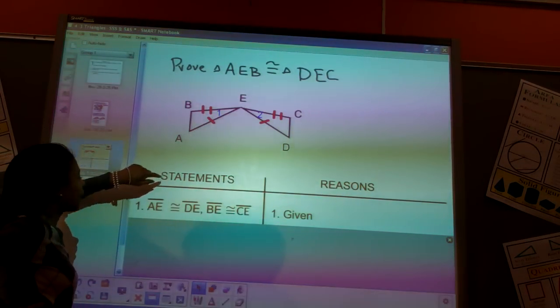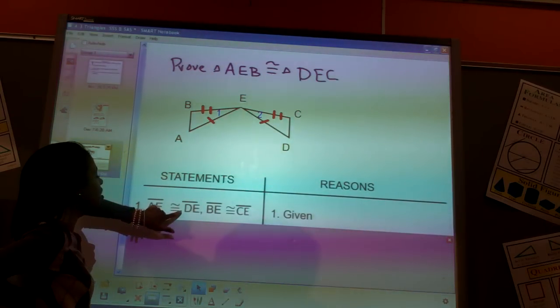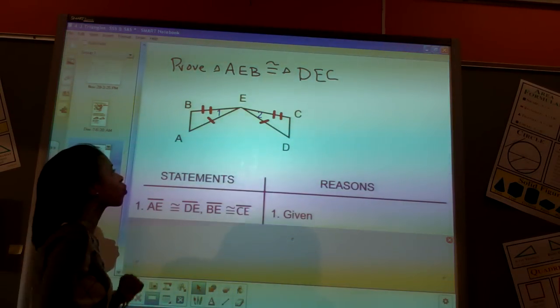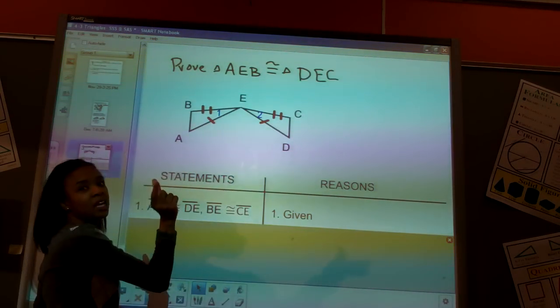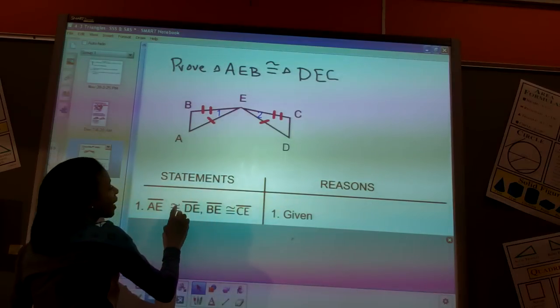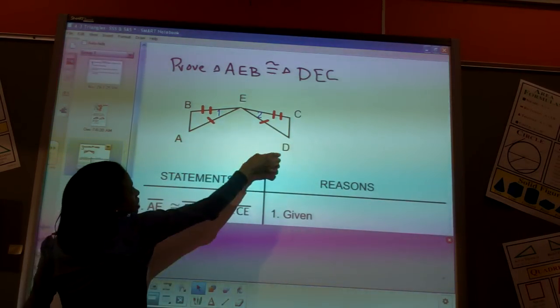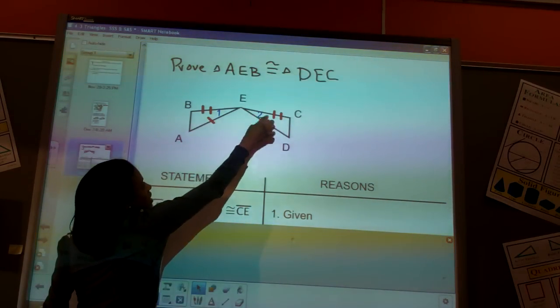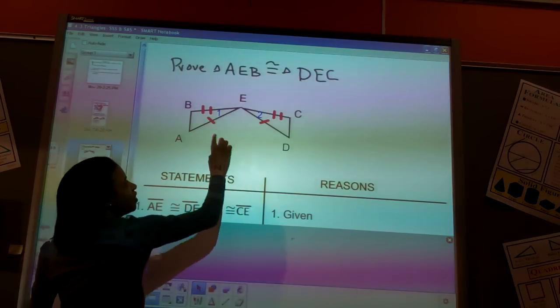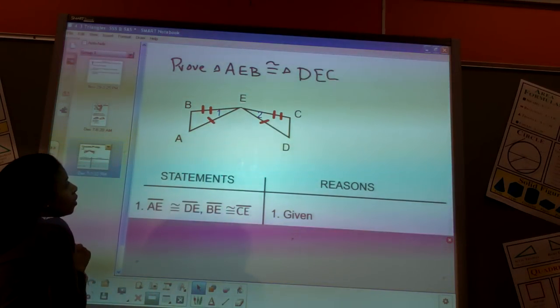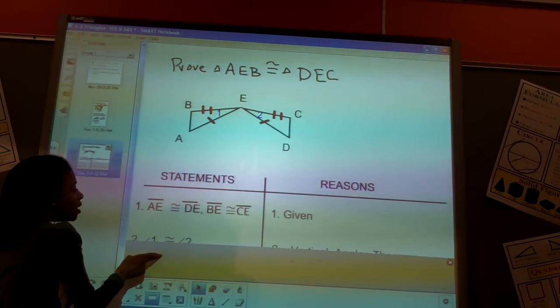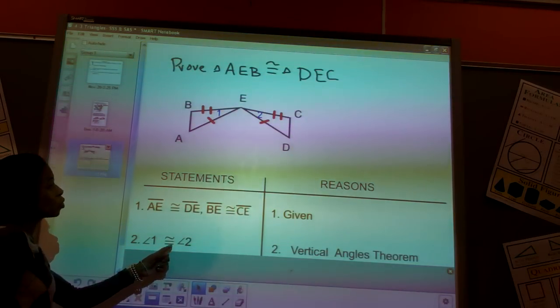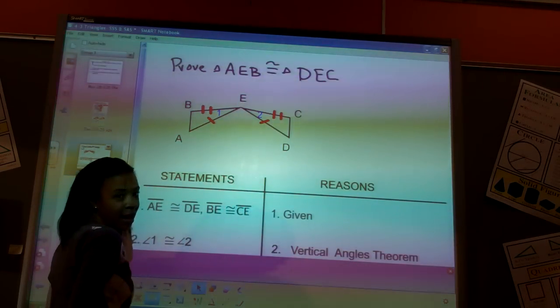Well, I see that side AE is congruent to DE. Although it's not written in word form, it is drawn pictorially, so I can say that AE is congruent to DE, and I can also say BE is congruent to CE, because that's given in the drawing. Number two, what else do I see? I see angle 1 is congruent to angle 2 by vertical angles.